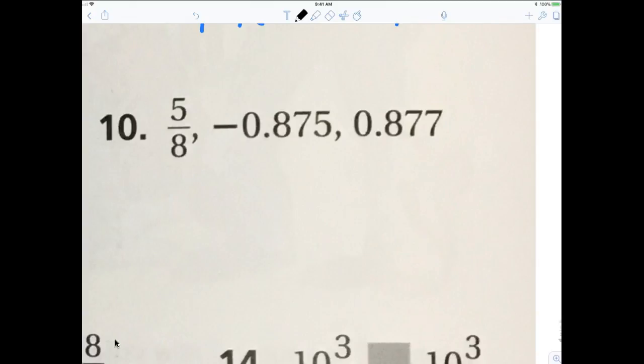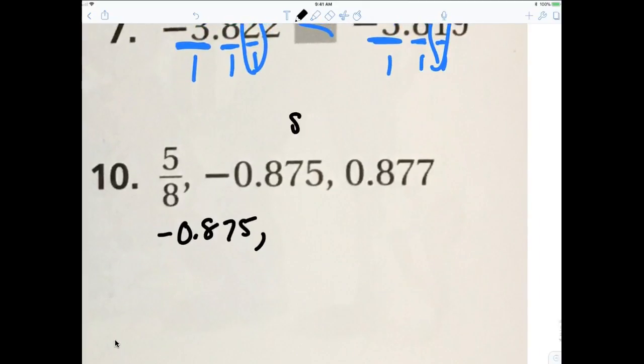Negative 0.875. Good. Now, does anybody remember what 5/8 is? I told you to try to remember that. Oh, it's like 0.8. All right, so let's divide it out real quick. 8 goes into 5.000. It's 0.875.